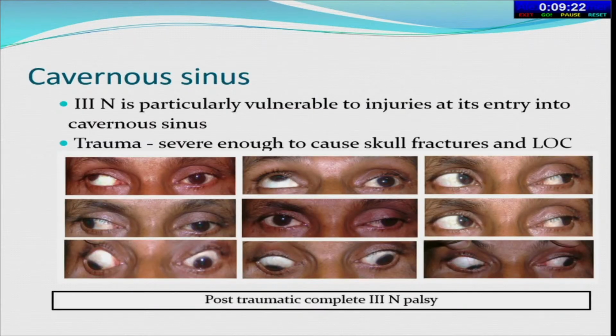So after the subarachnoid space, the third nerve enters the cavernous sinus, as Dr. Digvijay was telling you. And at this point, it is very much susceptible to trauma. But the trauma has to be severe enough to cause multiple brain injuries. A minor trauma is not good enough to cause a third nerve palsy and should make you suspect other etiological causes of third nerve involvement. Right? So with just a minor, forgettable history of trauma, you should always suspect other causes and do neuroimaging in these patients.